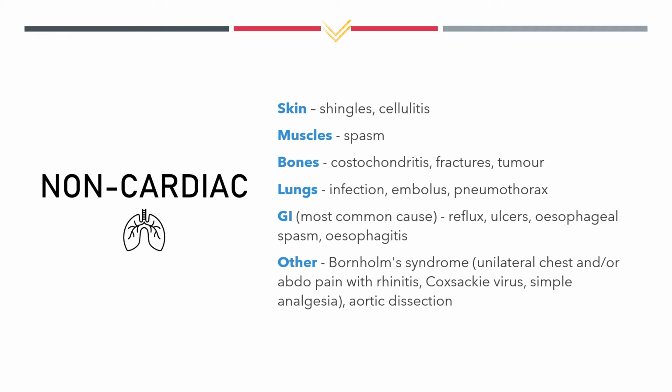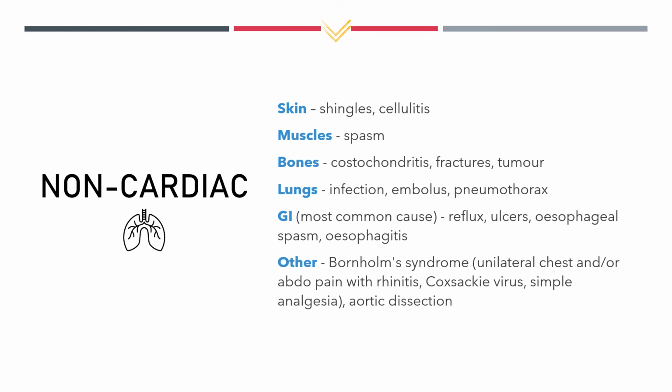The most common cause of non-cardiac chest pain happens to be GI stuff. So thinking about reflux and ulcers and esophageal spasm and esophagitis. Now, spasm can mimic cardiac chest pain exactly, and it can even get better with nitrates. That's because nitrates help relax the smooth muscle of the vessels of the heart, and they also relax the smooth muscle of the esophagus when it's going to spasm.